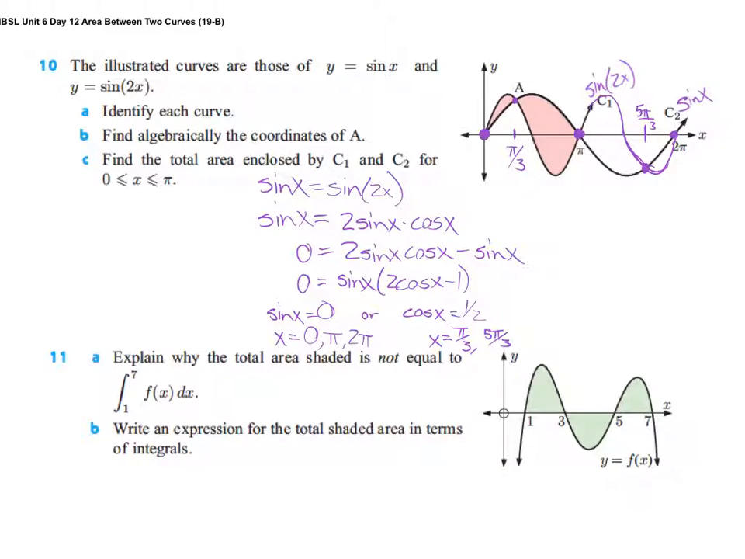So if we're finding the total area, let's go with the total area here. Now it says from 0 to pi. Alright, so we're only doing, we can see it here, it's shaded in. But I don't need to worry about 2 pi and I don't need to worry about 5 pi over 3. But the reason why I'm looking at these is now I know what integrals I'm going to have to take.